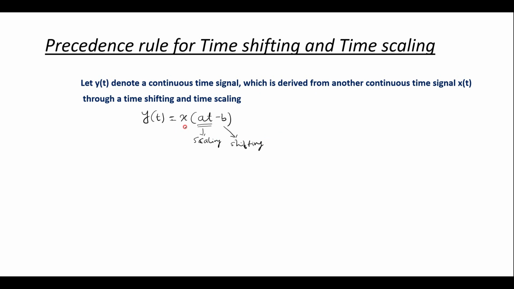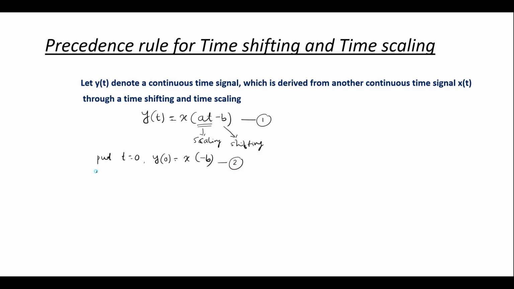So in this, we are supposed to perform two operations. One is scaling operation, one is shifting operation. Now the question is, which operation is to be carried out first? Let us analyze that. So put t equal to 0 in equation number 1. In that case, we'll get y of 0 is equal to x of minus b, because t is 0. We'll call it equation number 2.